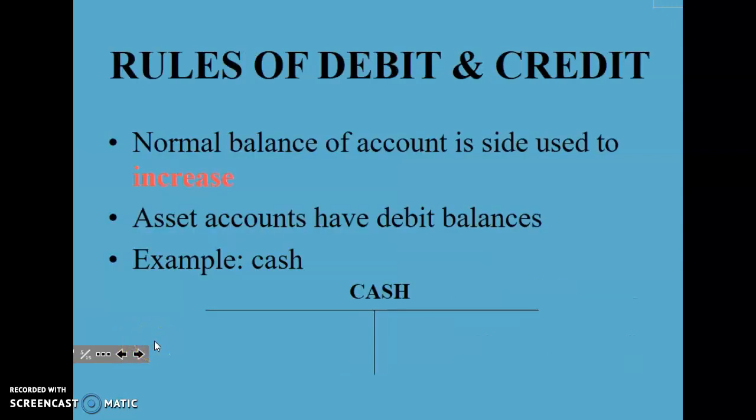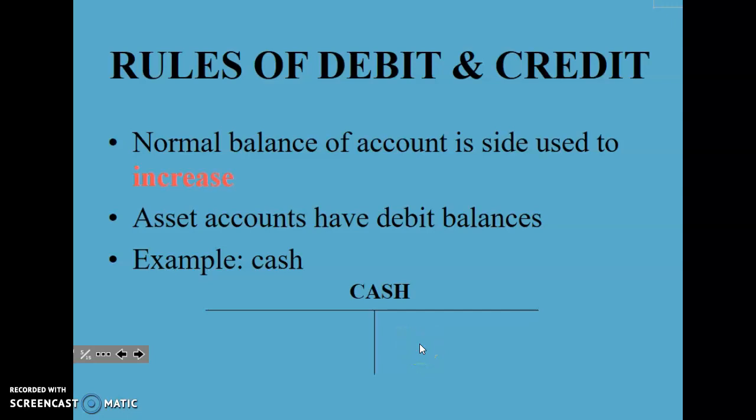Okay, so now the rules of debit and credit. The normal balance of an account is the side that you use to increase it. For example, asset accounts have debit balances, for example, cash. So their normal balance is on the debit side. In order to increase them, you're going to make the entry on the left side or the debit side of the account. If you're going to decrease them, you would make the entry on the credit side or the right side of the account.